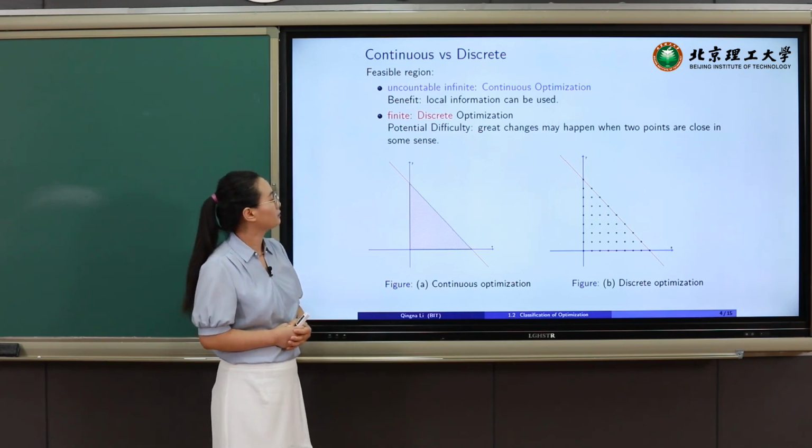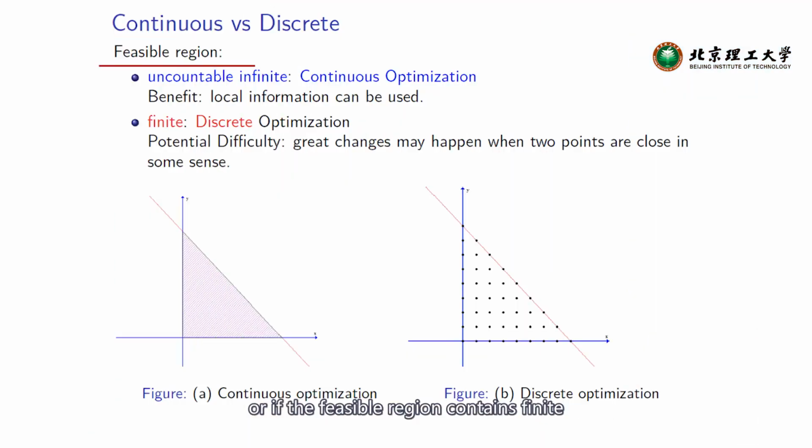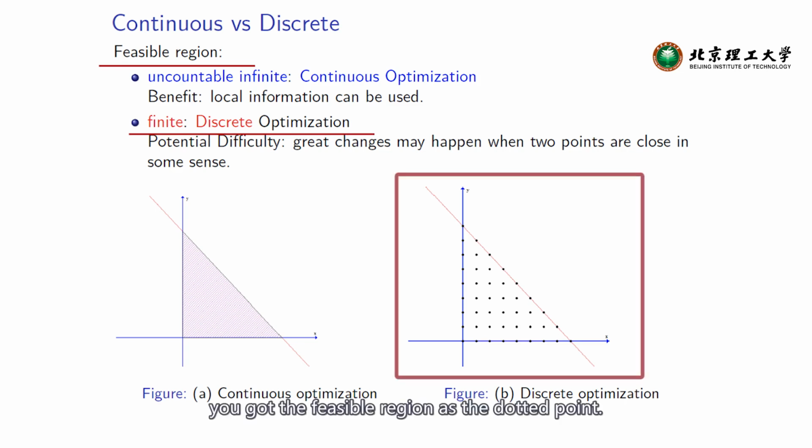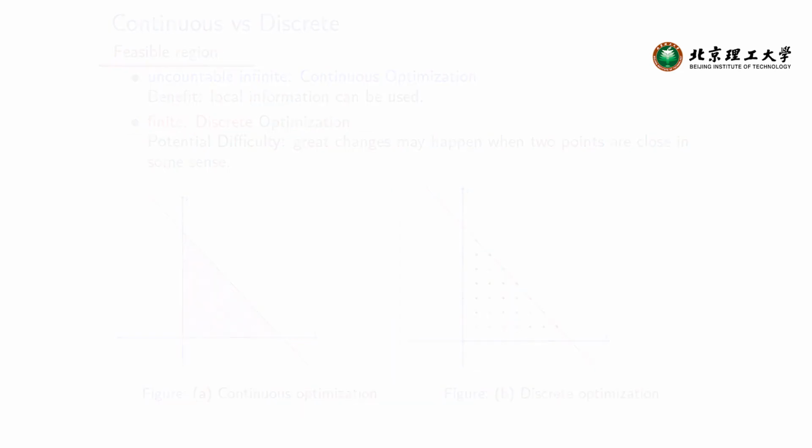However, if the feasible region contains a finite number of points, then we call it discrete optimization. For example, you have the feasible region as the dotted points. These dotted points are the feasible region of this problem. In this case, it is called discrete optimization.